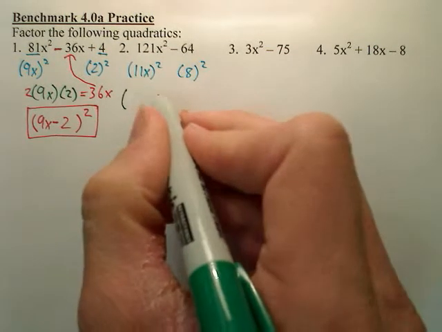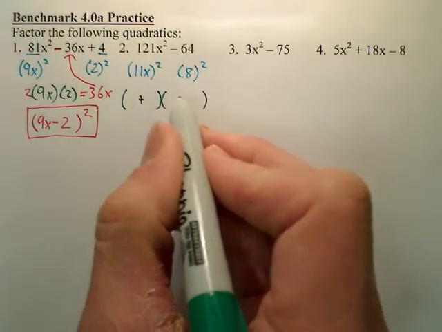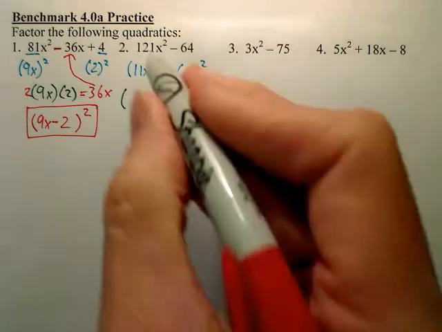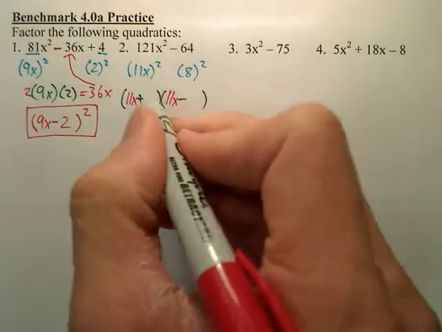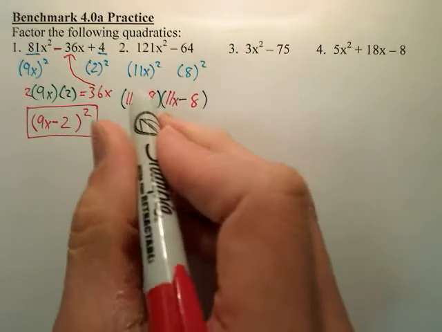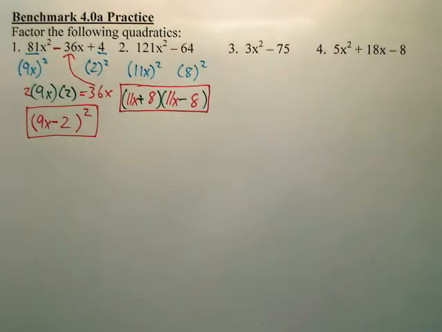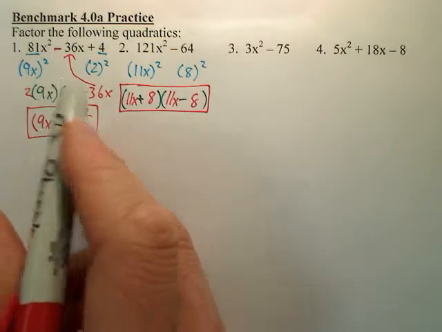The answer is actually fairly simple, if you can remember your process. You put a plus and a minus, and you simply just take the 11x and the 8. So it's 11x plus 8, 11x minus 8. And you are done. That's called a difference of squares. This is called a perfect square trinomial.